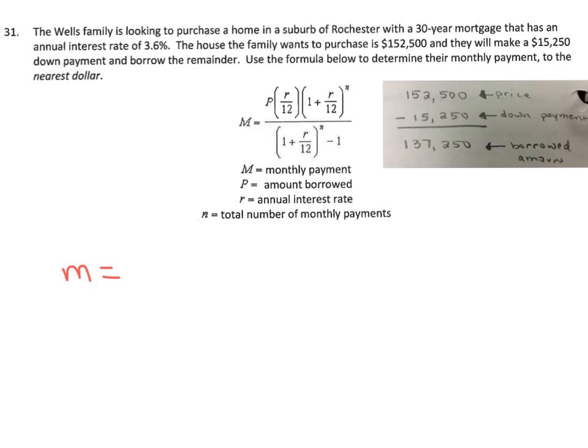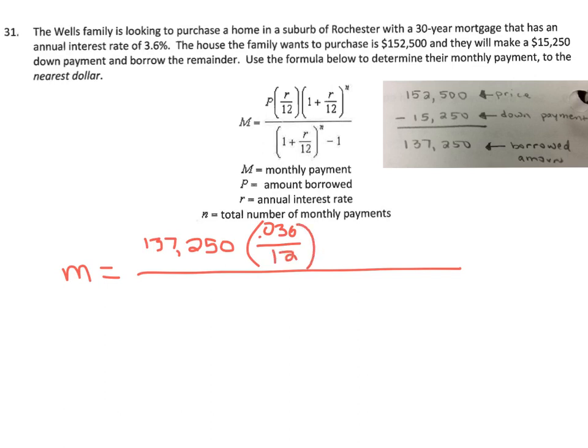All right, so let me make a big fraction here. So now we know that R, the rate, is 3.6%. So if we take the decimal and move it back twice, that becomes 0.036. So that's what we're going to replace all the R's in the formula with. Okay, so we're putting that over 12 because that's given in the formula. So then we have 1 plus, again, the rate divided by 12.